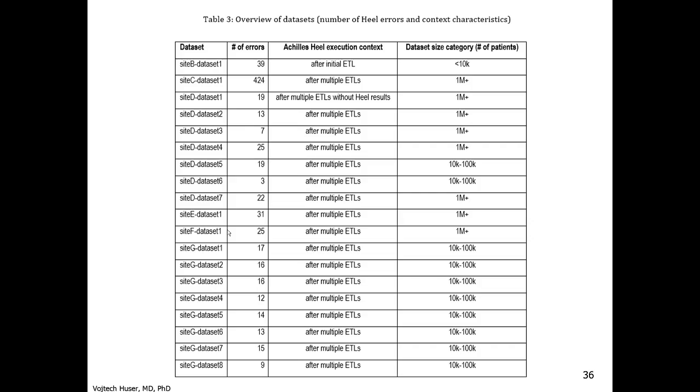Another result in that study, comparing the Achilles Heel output out of 24 data sets, was how many errors each data set had in Achilles Heel. We provide the context whether it was after initial ETL or after multiple ETL, so that is important in comparing one data set to another, and roughly the classification of how big the data set is. We actually excluded site A from this overview for a number of reasons.